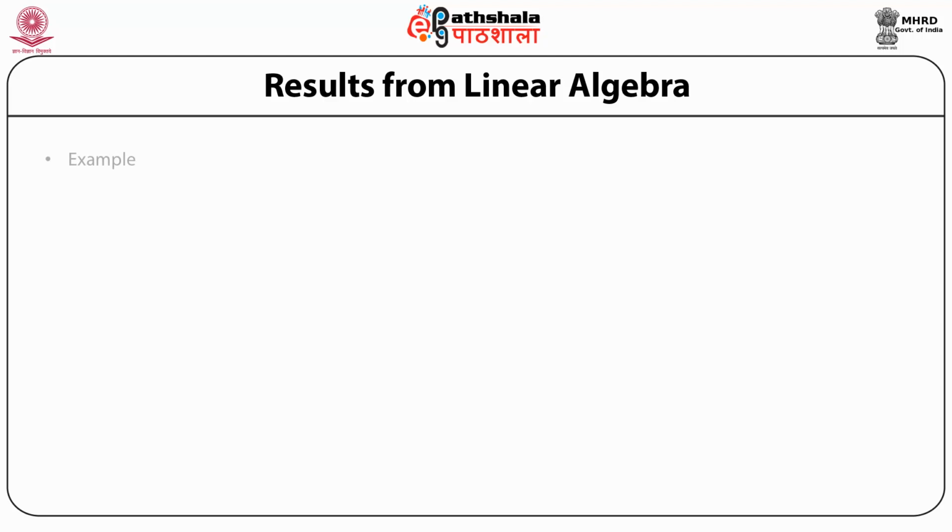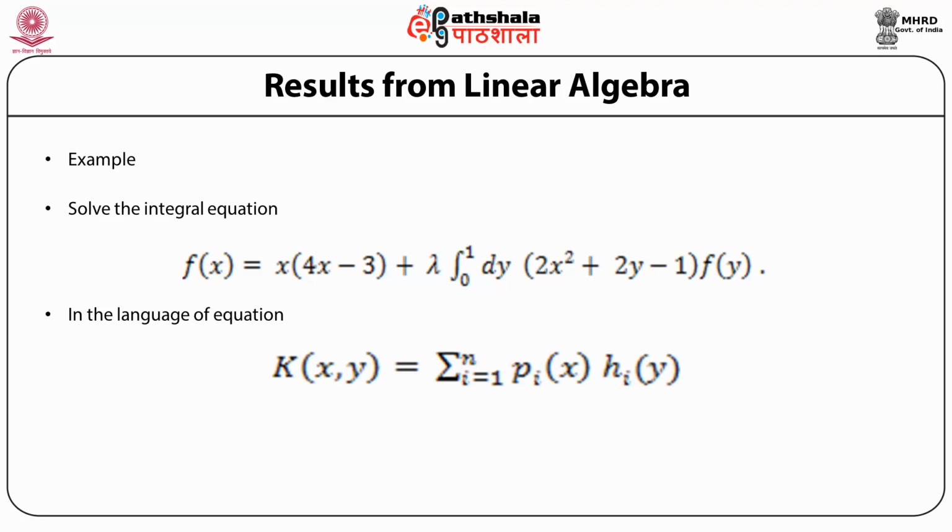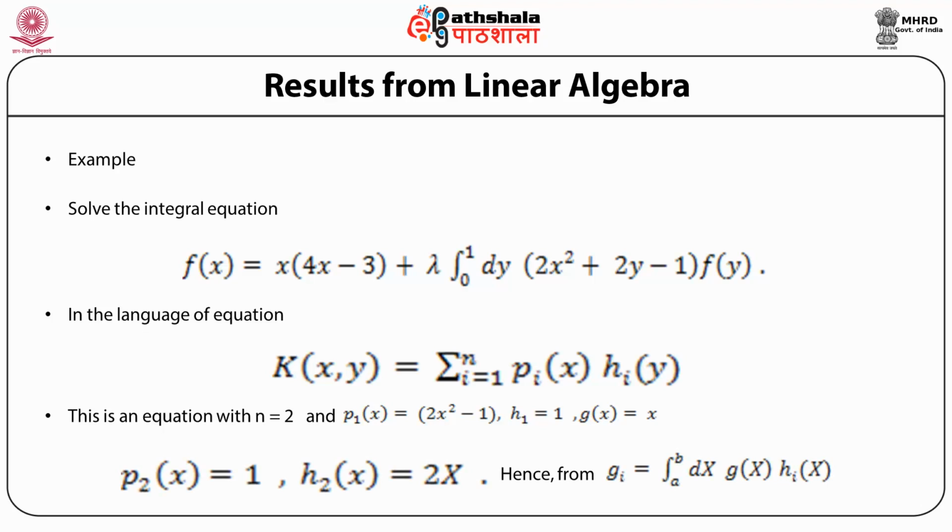and then we obtain the required solution using the alpha i's thus determined. We now consider an example of an integral equation where f of x is equal to x times 4x minus 3 plus lambda times the integral from 0 to 1 of dy, (2x square plus 2y minus 1) f of y. In the language of the equation, the kernel K(x,y) can be written as a sum over i equal to 1 to n of p_i(x) h_i(y). So, this is an equation with n equal to 2 and p1(x) is equal to 2x square minus 1, h1 is equal to 1, g(x) is equal to x. Thus, p2(x) is equal to 1, h2(x) is equal to 2x.